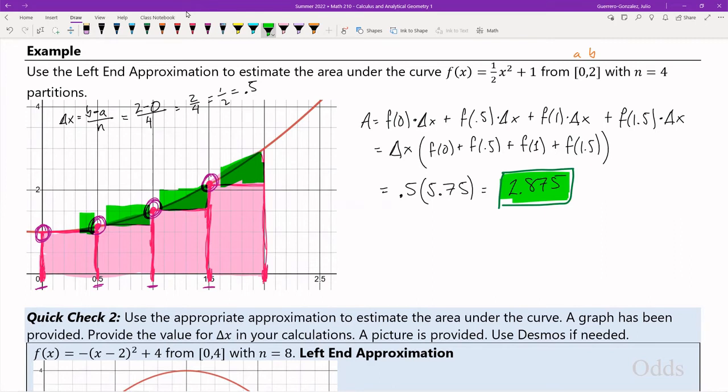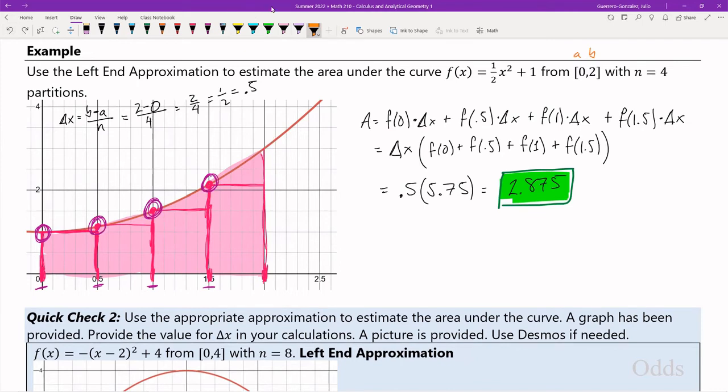So this is how you do the left end approximation. If I were to ask you to do the right end approximation, you'd just basically be switching these points right here. Instead of using the left-hand sides of each one of these boxes, you'd be using the right-hand side. So this end, this end, this end, and this end. Notice that I'm not highlighting the one at x equals 0 because that's not the right end of the interval.